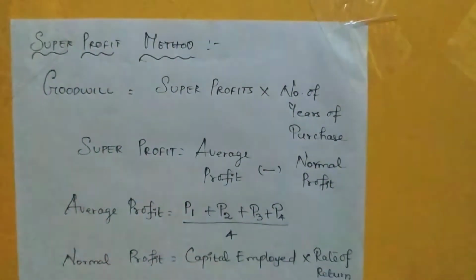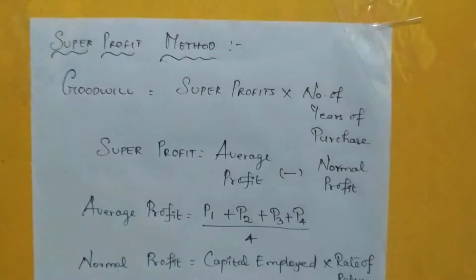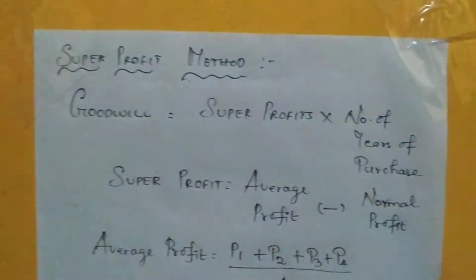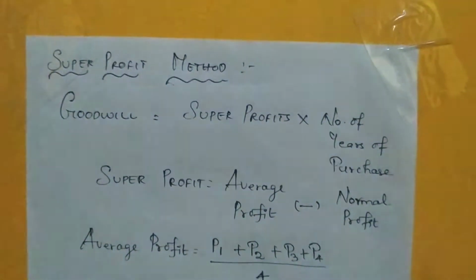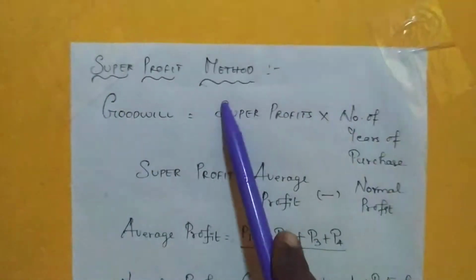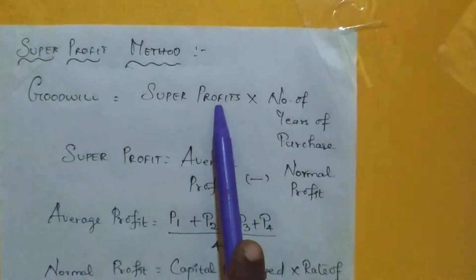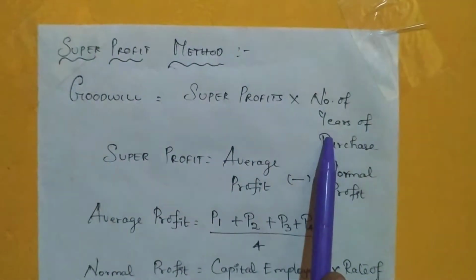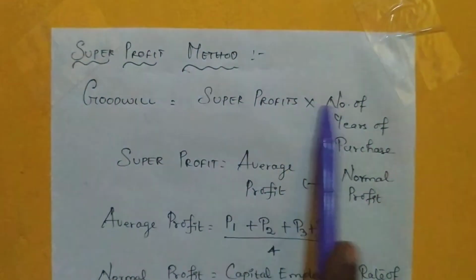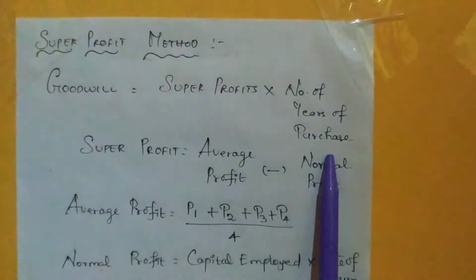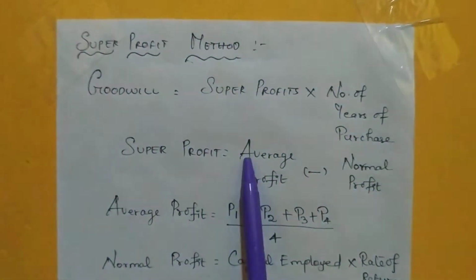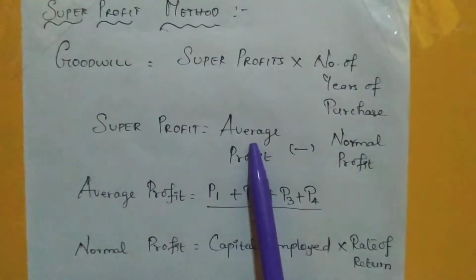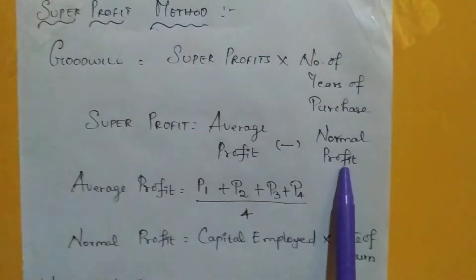Good evening, students. In this session, we are going to see one of the methods of valuation of goodwill, which is the super profit method. The name itself is very self-explanatory. The goodwill formula goes like this: super profits into number of years of purchase. The formula for super profit equals average profit minus normal profit, that is, the excess of average profit over normal profit.